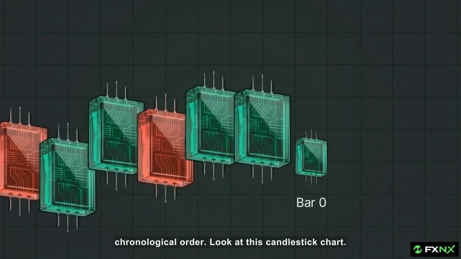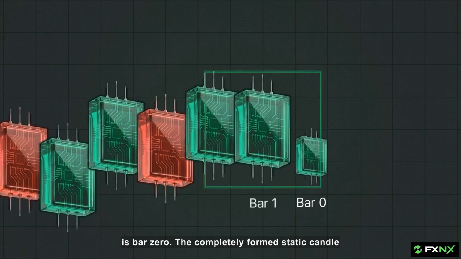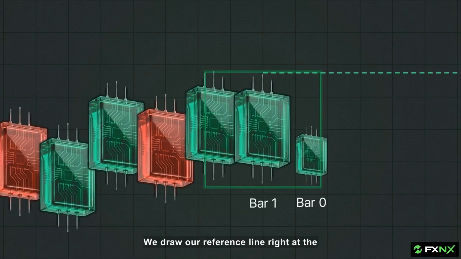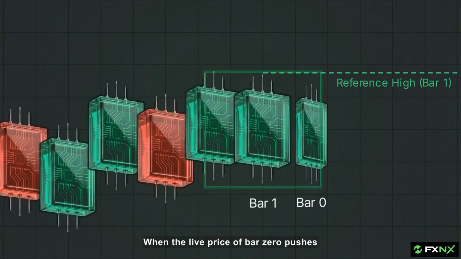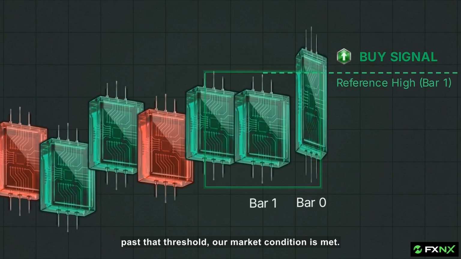Look at this candlestick chart. The active, fluctuating candle on the far right is bar 0. The completely formed, static candle immediately to its left, highlighted in green, is bar 1. We draw our reference line right at the top wick of that closed bar 1. When the live price of bar 0 pushes past that threshold, our market condition is met.